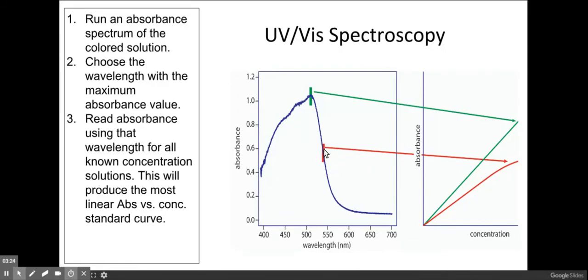Notice if we choose not the maximum absorbance wavelength, but some other point, our standard curve doesn't give us our greatest change of absorbance versus concentration. It's not as good a standard curve. So to get the best linear standard curve, we're going to want to use the wavelength at which we get maximum absorbance. In this particular case, for this solution, it'd be somewhere around 515 to 520 nanometers. We want to run our absorbance concentration curve there.